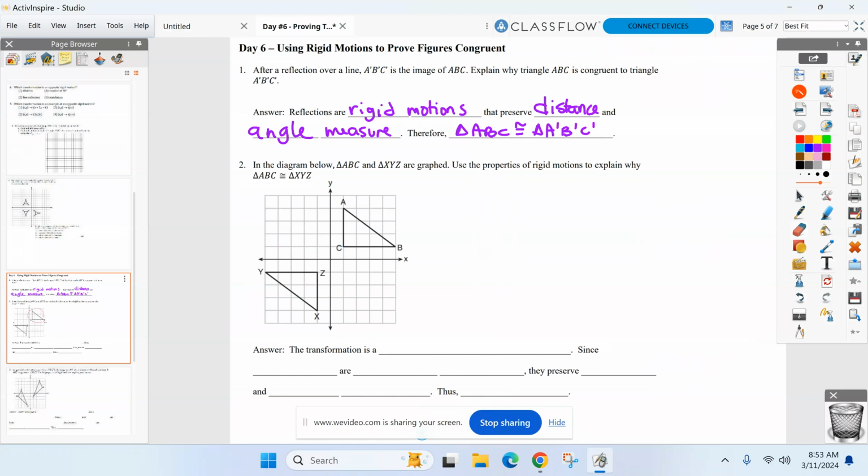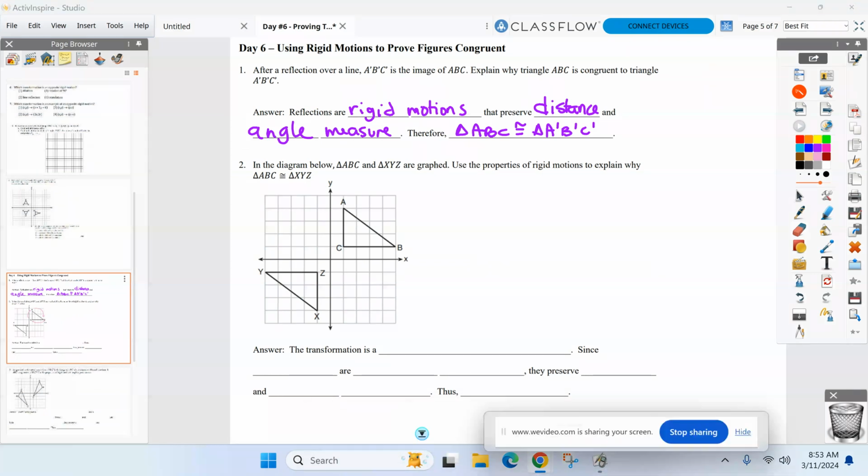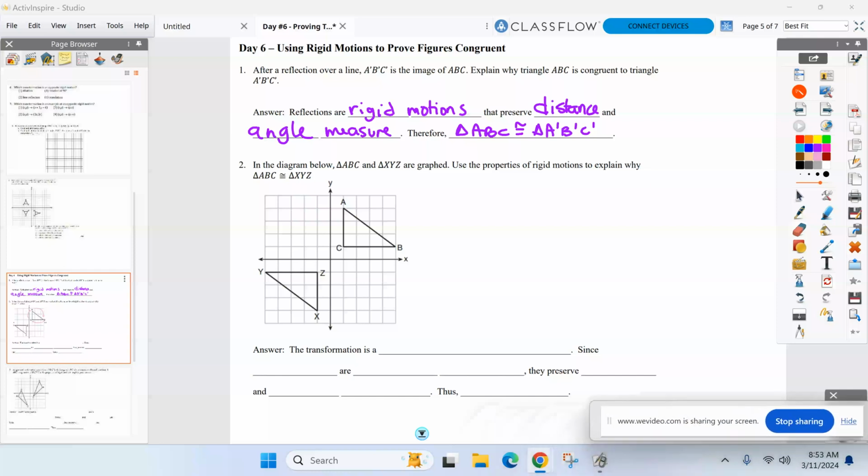So yep, you should only need one transformation here. That's it. You should only need one transformation that maps ABC onto XYZ. Only one.